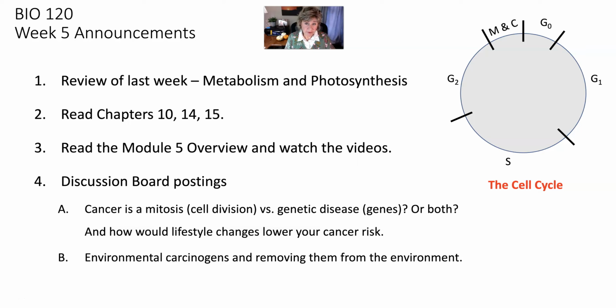There are a couple of other important points here. There are checkpoints all along the way where the cell will stop if certain things haven't happened. So in G1, if the cell has not grown large enough to divide, if it doesn't have enough mitochondria to support two daughter cells, it will stop in G1 at this checkpoint. There are checkpoints all along the cell cycle where the cell stops and evaluates to see if it's ready to move on to the next phase of the growth cycle. And normal cells do this. They stop when there's a problem.